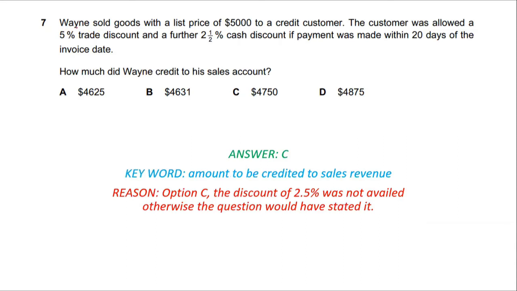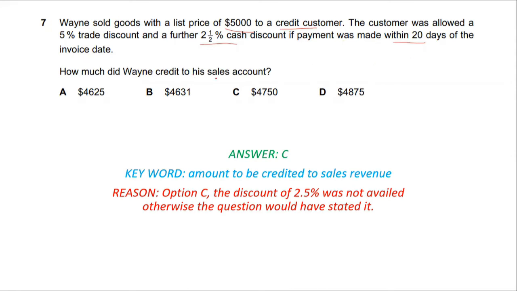Multiple choice 7. Wine sold goods with a list price of 5,000 to a credit customer. So they have sold the goods on credit. The customer was allowed a 5% trade discount and a further 2.5% cash discount if the payment was made within 20 days. So what this question is telling me is that the customer received a 5% discount for sure, and then the 2.5% cash discount would be received if the customer makes the payment within 20 days of the invoice date.